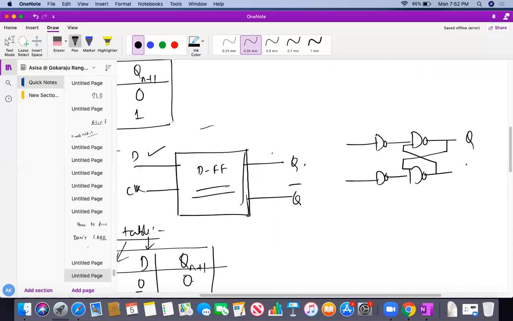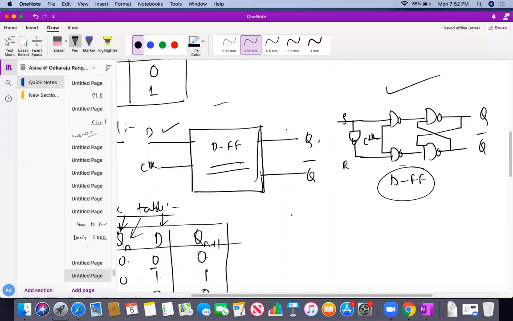So this is Q bar, and this is my S and R. What is a D flip-flop? You have to put one extra NOT gate over here. So this is my NOT gate, and this is my clock pulse. So this now becomes my D flip-flop. Am I correct, students, or any doubt on this? Please let me know. Okay, so this is nothing else but my D flip-flop.